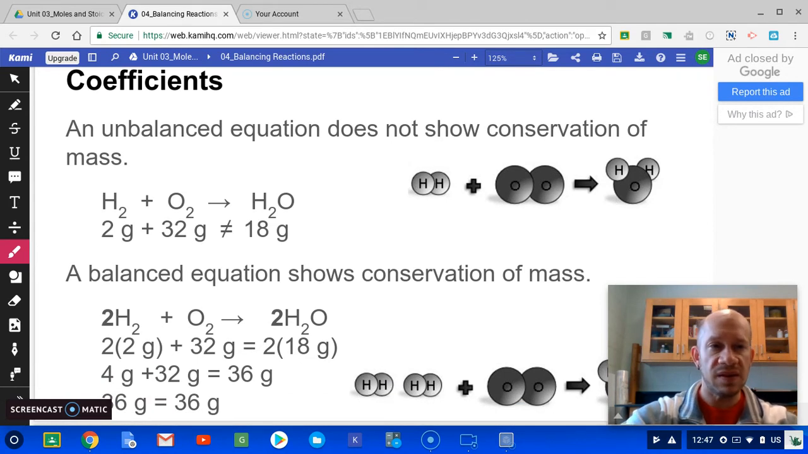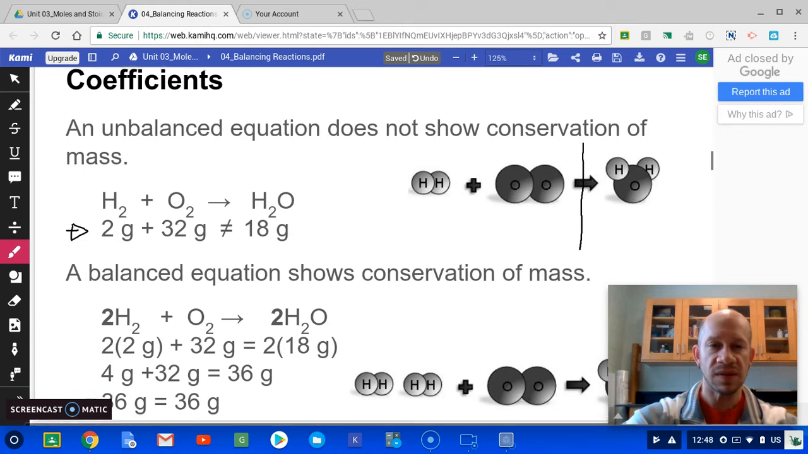For example, this equation here, H2 plus O2 producing H2O. Here is a particle representation. As you can see, everything in front of my arrow should equal everything after my arrow. I've got two H's here and two H's here, two O's here, but only one here. If we were to talk about masses, if I have 2 grams of hydrogen and 32 grams of oxygen, that does not equal our total 18 grams.